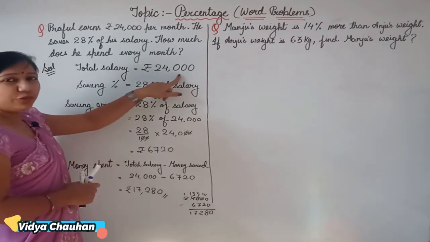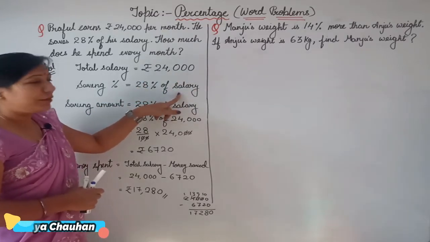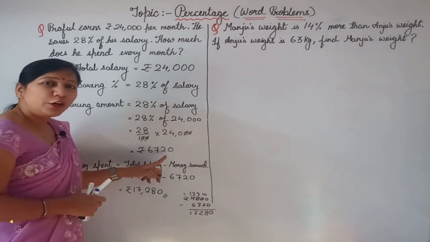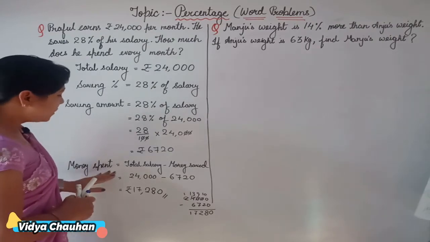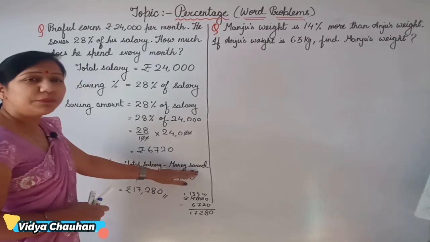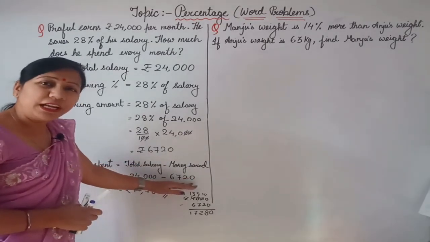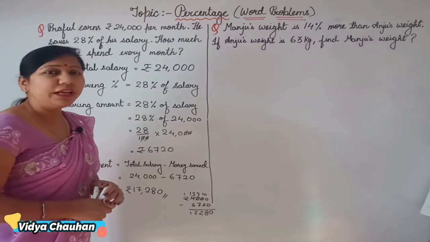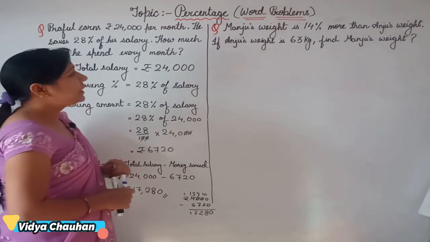Total salary 24,000. 28% of the salary is being saved every month. So the money saved every month is rupees 6,720. After that you have to find how much money he spent. How will you find it? Total salary minus the money saved. So 24,000 minus 6,720 and the answer is 17,280 rupees. Understood? Let's move to the next question.